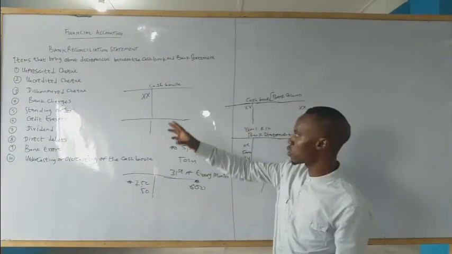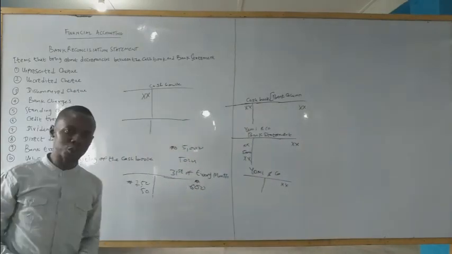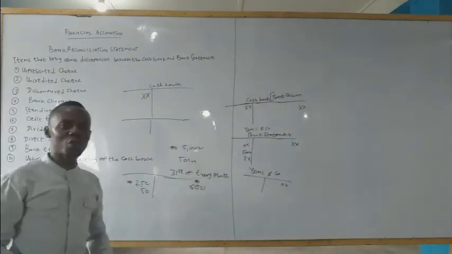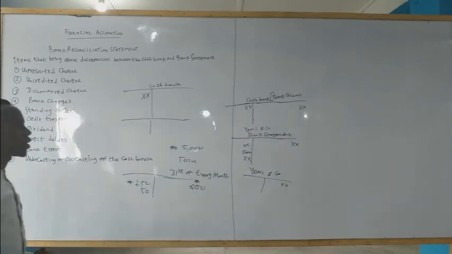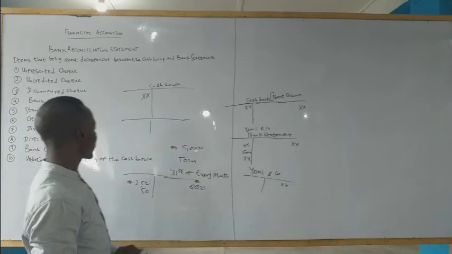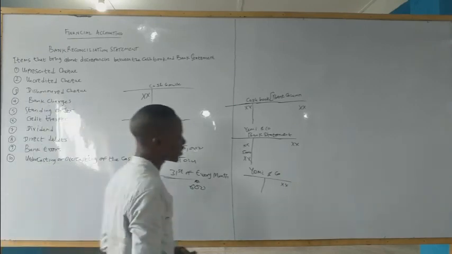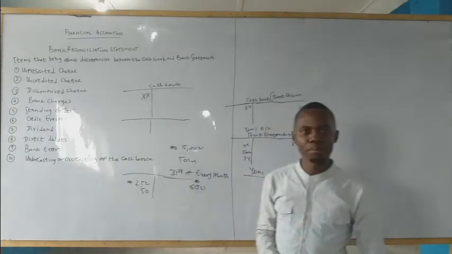So what do we have to do? We have to remove this amount from the cash book. How do we do that? We will explain that when we are taking our examples. I think that is basically most of the items that will cause discrepancy between the cash book and the bank statement.